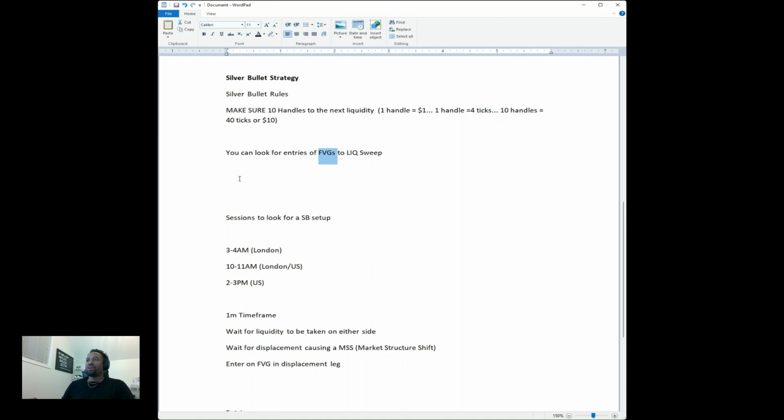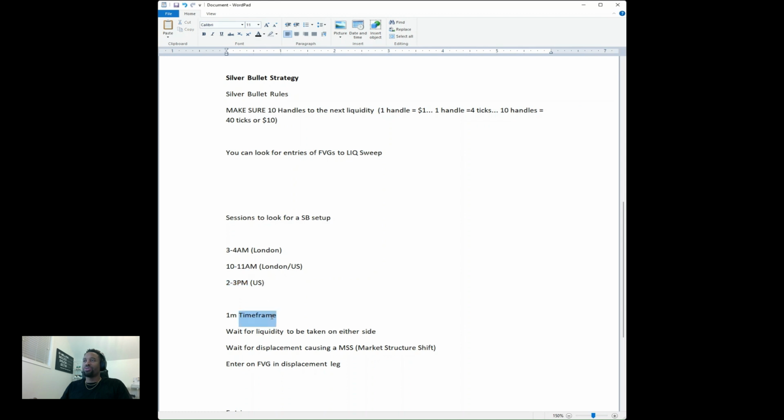There are three specific time frames that we look for setups when we are going to look for an entry off of a fair value gap, and we are going to count the handles or the ticks, up to three times a day in specific windows. You have the London session, which is 3 a.m. to 4 a.m. You have London and US session, which is 10 a.m. to 11 a.m. And then you have strictly the US session, which is 2 to 3, also known as power hour. You may hear that term floating around. So that's what that is.